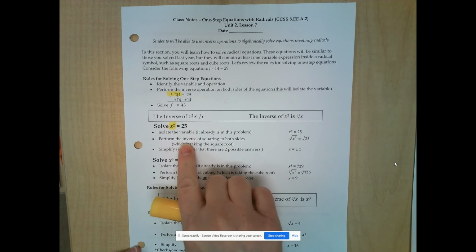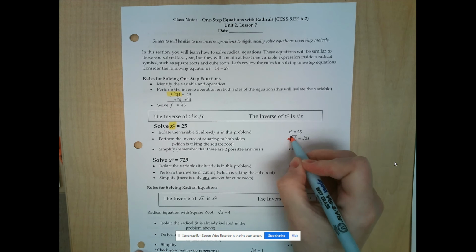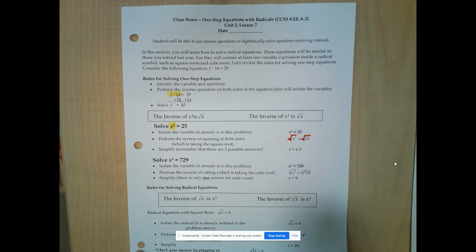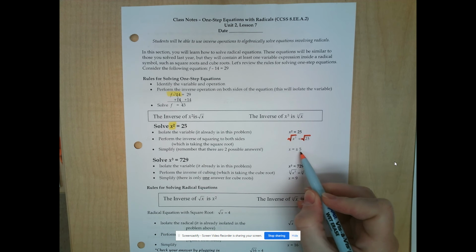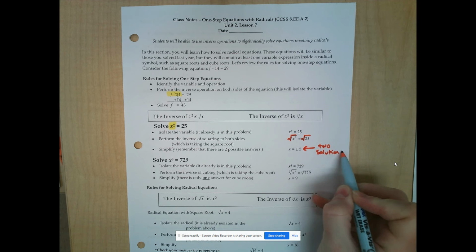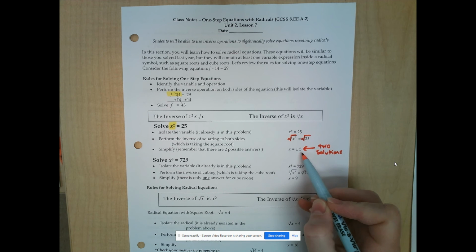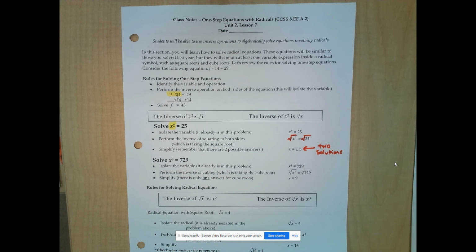So we're going to perform the inverse of squaring to both sides. I'm going to square root the left side and I'm going to square root the right side. That's the inverse operation, doing it to both sides, and I got x equals plus or minus 5. Now remember, this has two solutions because 5 times 5 would give me 25, but negative 5 times negative 5 will also give me 25. And that happens when you square root both sides.